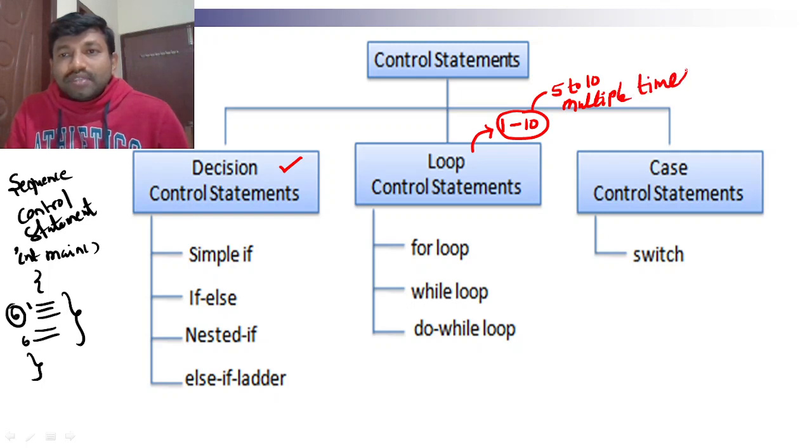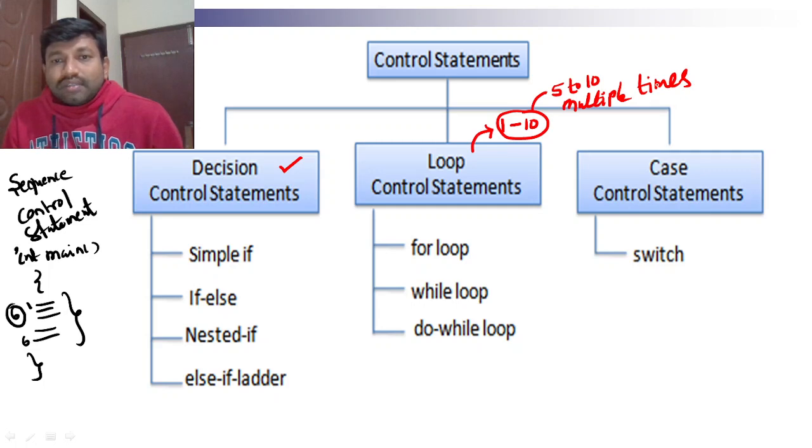Multiple times. Then we go with loop control statements. C language supports different loop control statements, which you can see on screen. If you want to execute some set of instructions multiple times, we go with loop control instructions. The other one is case control statements.